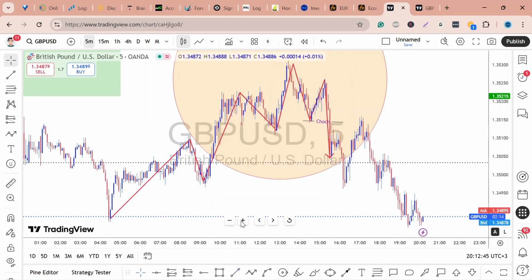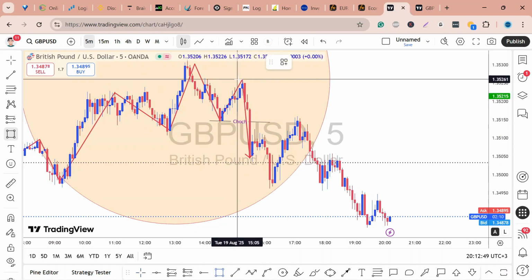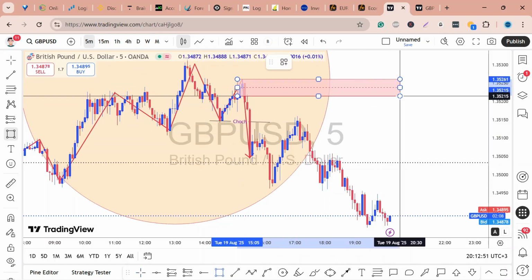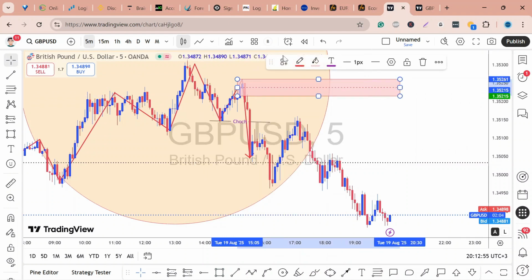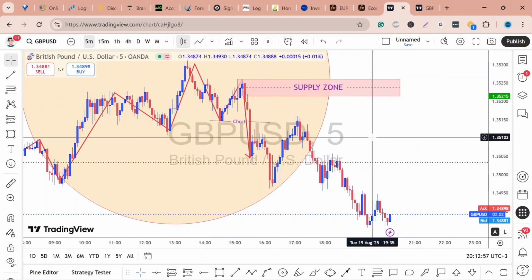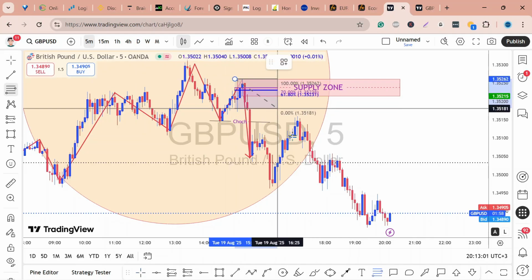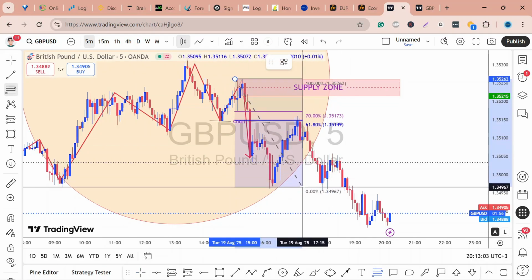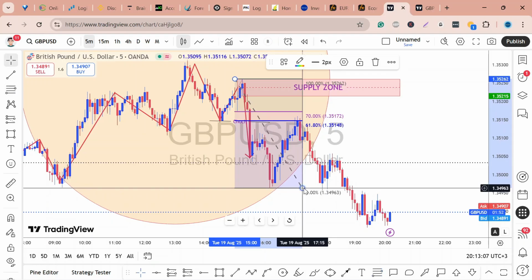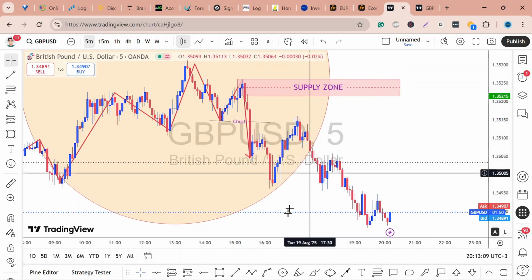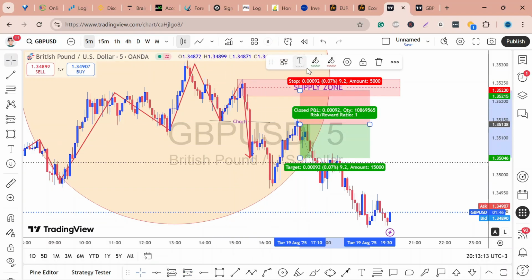And once we have that change of character, now you can identify the lower time frame supply. Sometimes the market might not be able to pull back to all the supply zones. These are lower time frame supply. Other times you might also use the Fibonacci. You might target the 61.8 or from the 50 to 61.8 level for your entry. So this will be again your entry point.